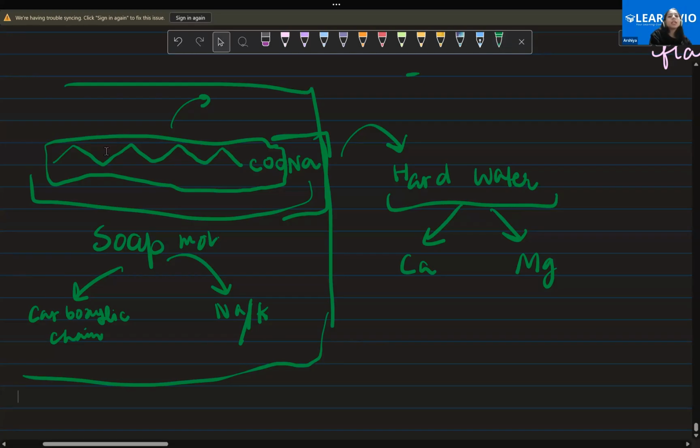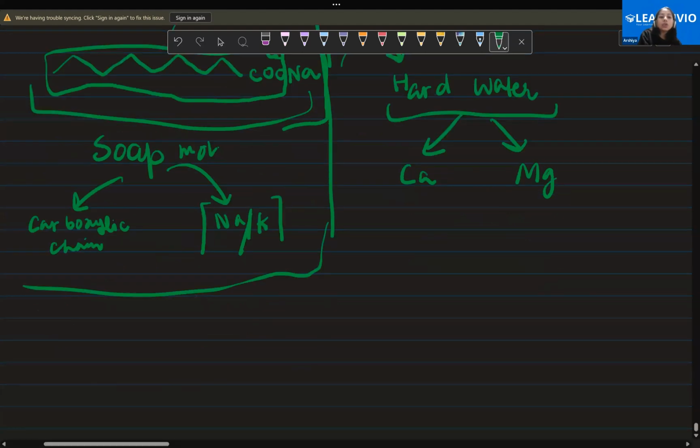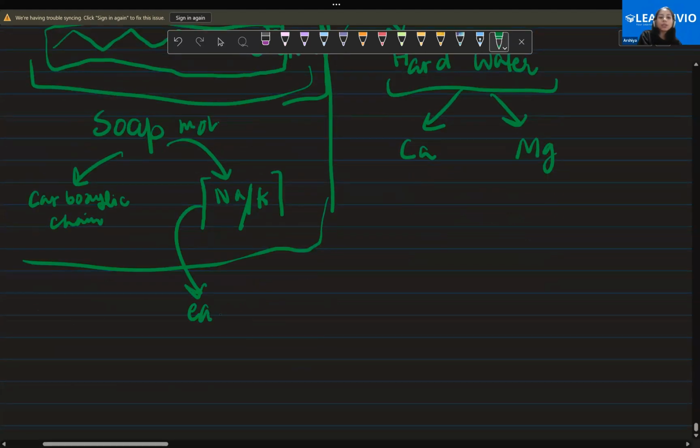So what I was saying is that this is a different concept. We were talking about soap molecules. A soap molecule will have a long chain of carbon containing carboxylic acid, and it will also have a metal, sodium or potassium, any one of these metals. I also mentioned why only these metals: because they are easily soluble in water, so they can easily dissolve in water.